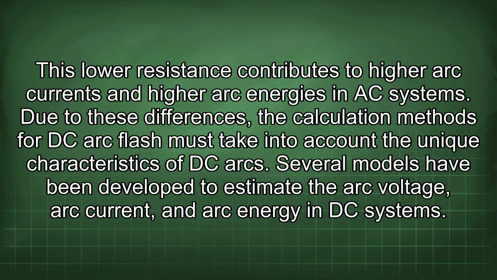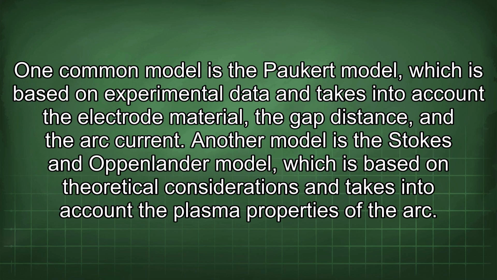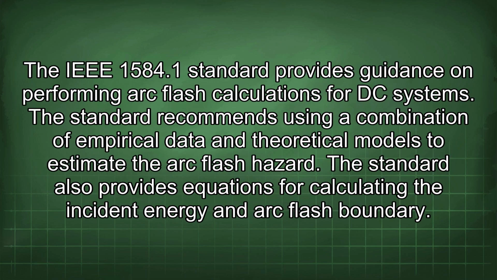Several models have been developed to estimate the arc voltage, arc current, and arc energy in DC systems. One common model is the Pockert model, which is based on experimental data and takes into account the electrode material, the gap distance, and the arc current. Another model is the Stokes and Oppenlander model, which is based on theoretical considerations and takes into account the plasma properties of the arc.